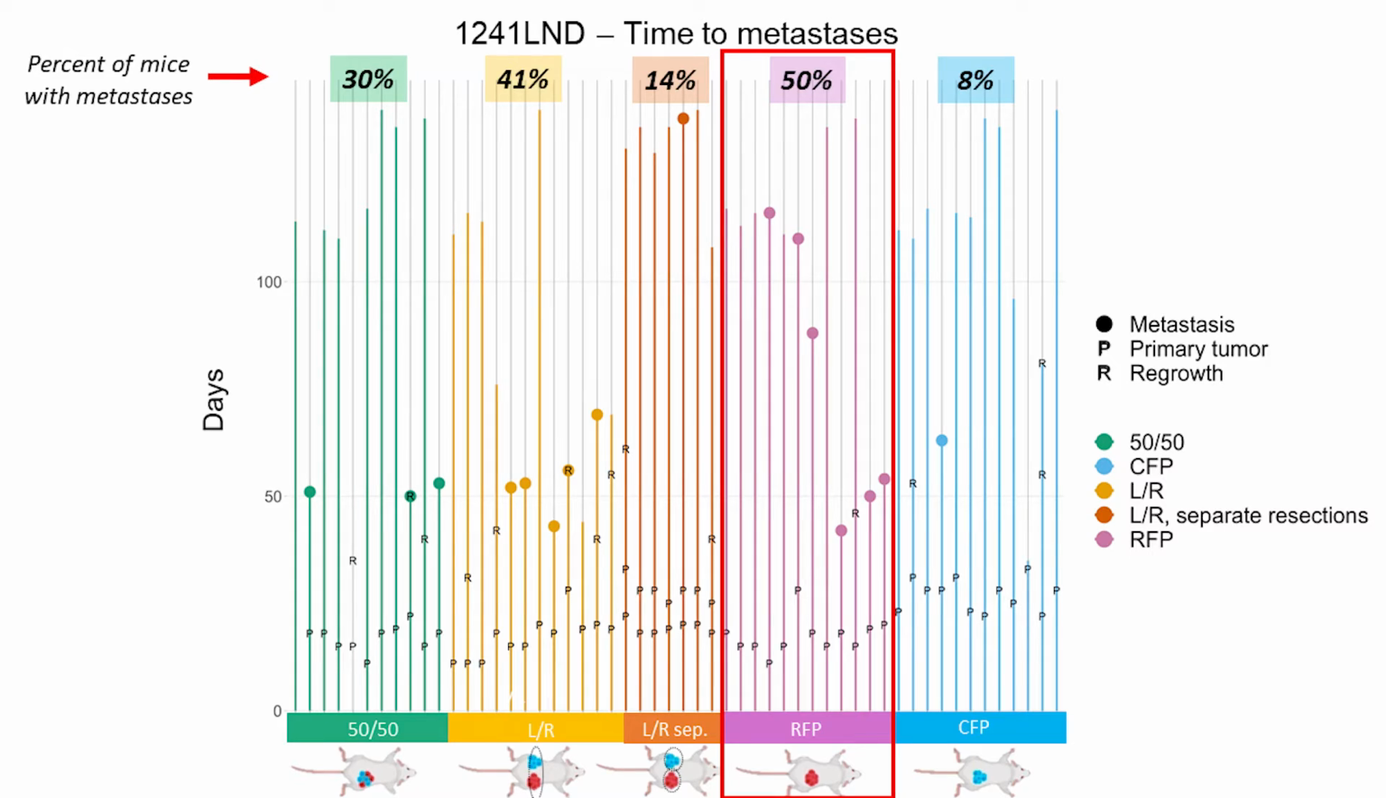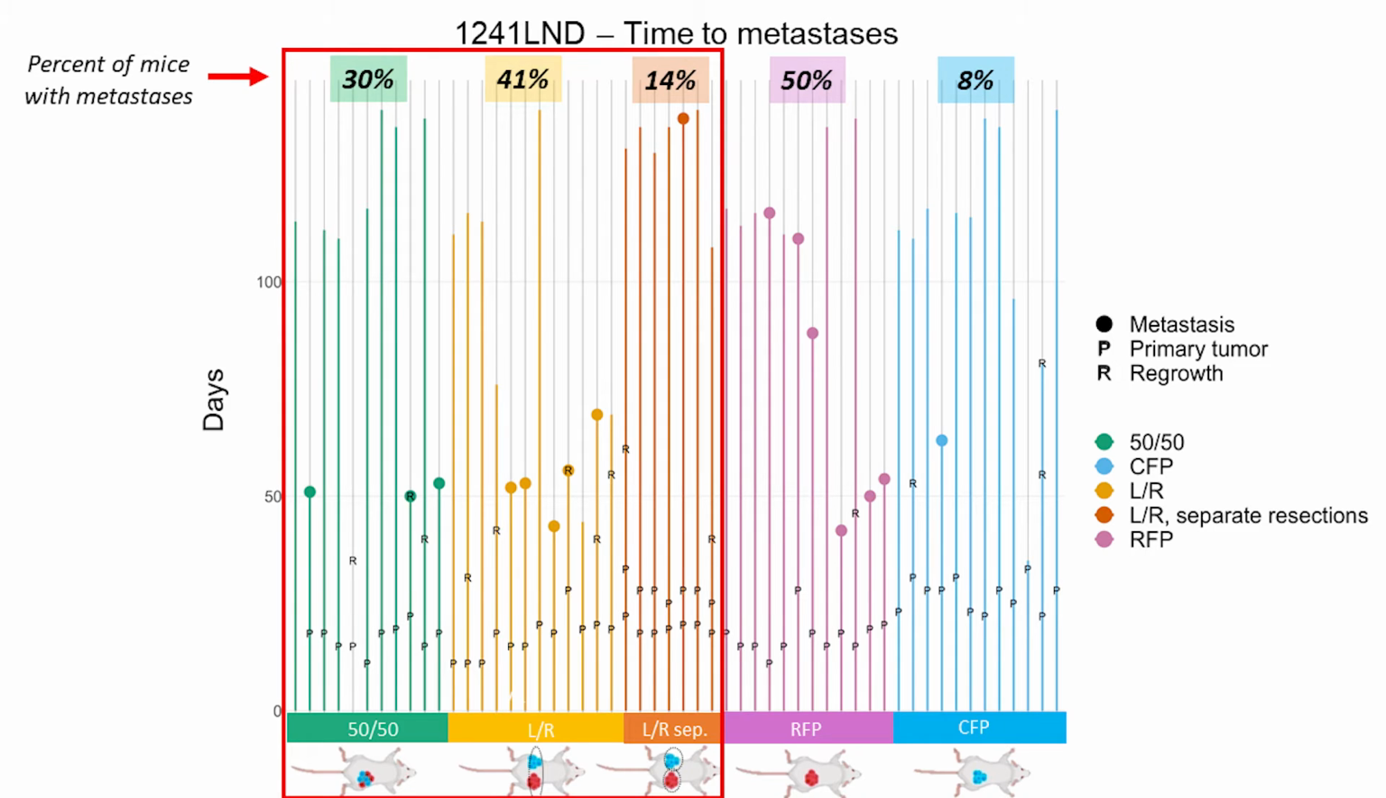What I found in these experiments is that individually, the RFP population is a much more efficient metastasizer than the CFP population. But when injected together, the RFP population does not metastasize as efficiently. As you can see in this graph, 50% of mice injected with only RFP cells came down with metastases, whereas the various other mixed conditions all exhibit fewer metastases.